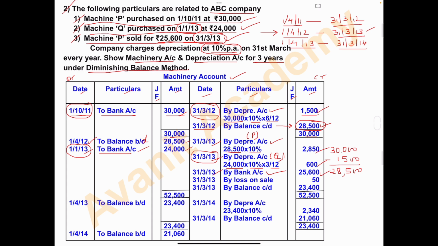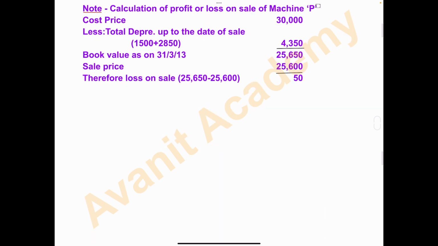So next we have to find out whether on this transaction we have earned profit or loss. On this transaction we have sold machine P for rupees 25,600. So in this selling transaction, we have to find out whether we have made a profit or a loss. For that we have to prepare a note: calculation of profit or loss on sale of machine P. So the cost price of machine P is 30,000. The machine P was purchased for rupees 30,000. That we have to write as cost price of machine P.